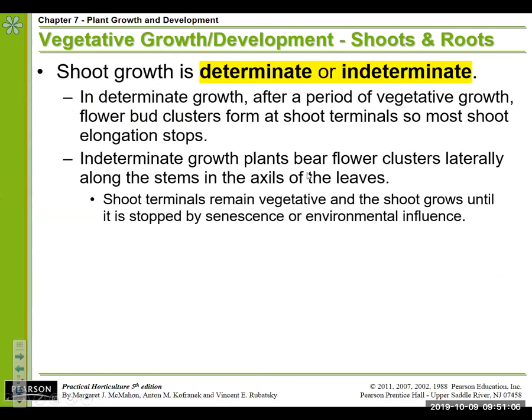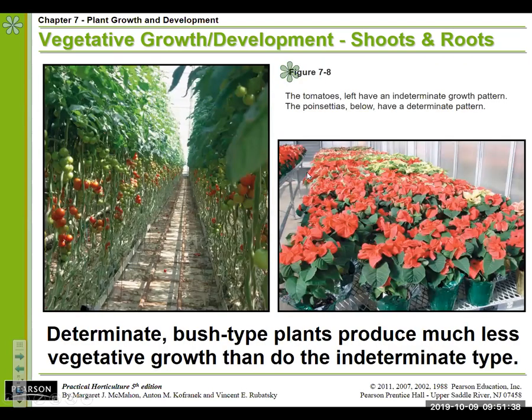When we look at how the shoot grows, we can look at it in terms of being determinate or indeterminate. And basically, determinate growth, we're looking at it as being a period of very vigorous vegetative growth that stops when it becomes sexually reproductive. On the other hand, indeterminate plants will continue to have shoot elongation, continue to have vegetative growth, even as reproductive parts are developed.